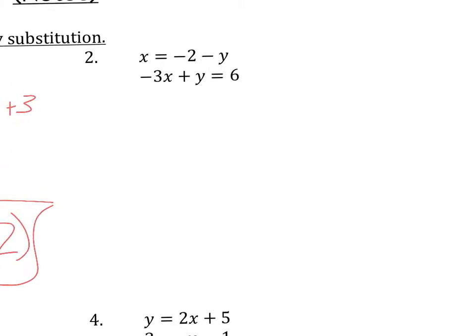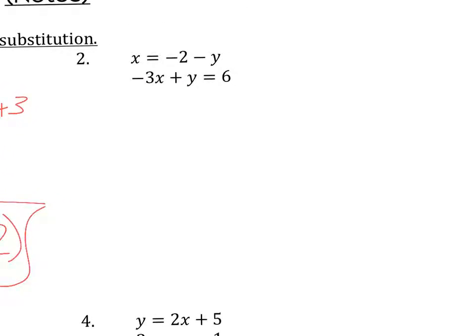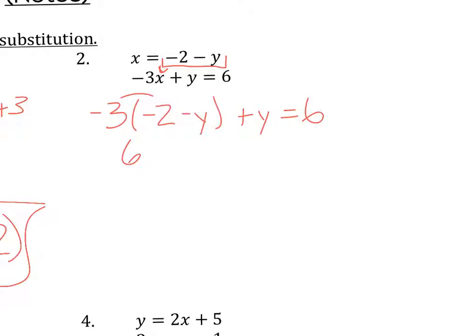So go over to number 2. This time I have x equals, so that stuff's going to go in there for x. So my -3 is going to hang out front. Stick the stuff in for x, and then finish out the rest of the equation. So I need to distribute. Negative times a negative is a positive 6. -3 times a negative y is a positive 3y. Bring the rest of the stuff down.